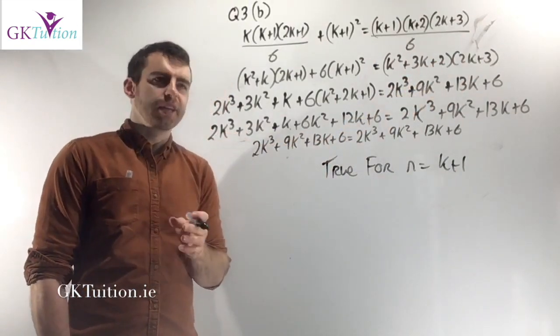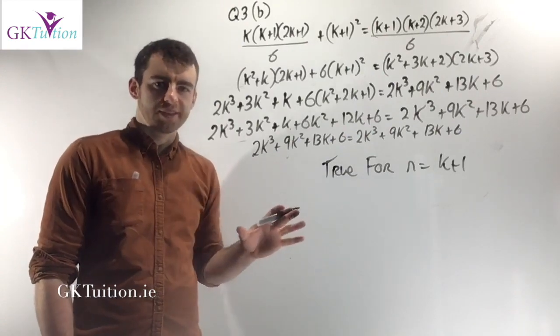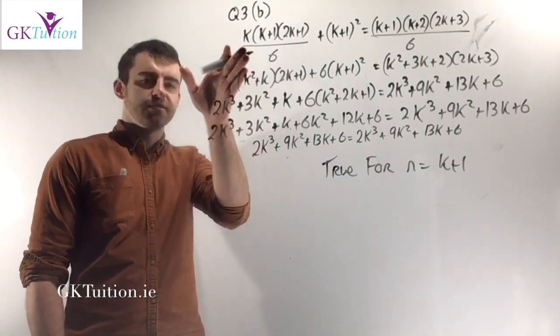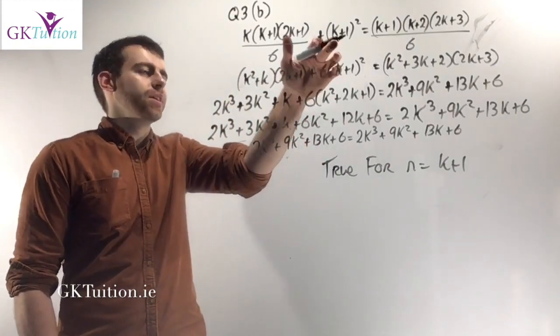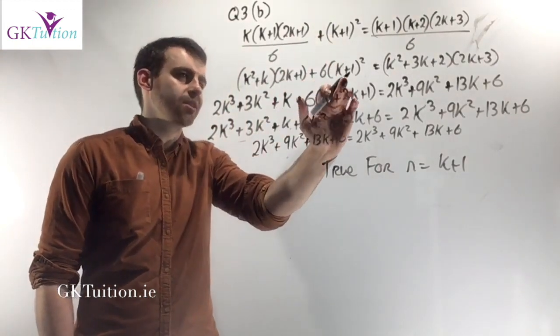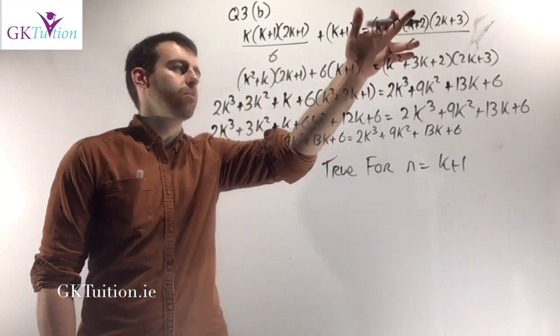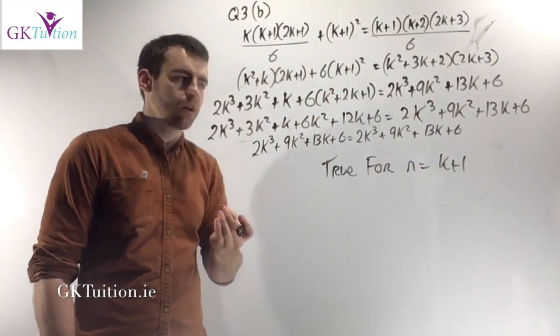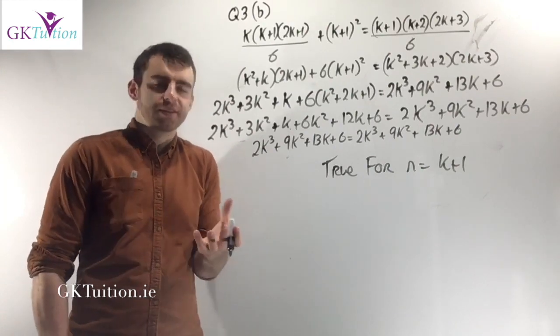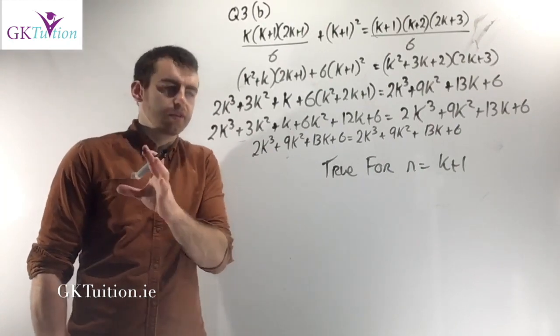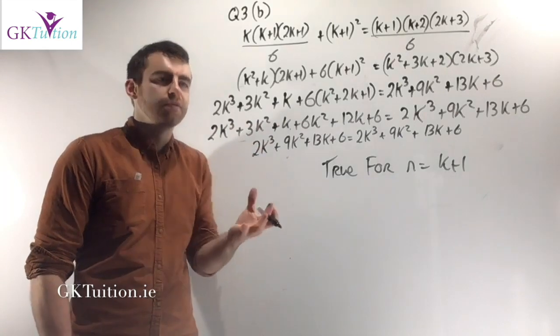What I decided to do on the next line was to multiply everything by 6. If I multiply the first fraction by 6, then the fraction is gone. If I multiply the second one by 6, it just becomes 6 times k plus 1 squared. And if I multiply the last one by 6, then the 6 is gone. Now you don't have to do it like this. I just find that for me it's the easiest way to do it. But as long as you end up with the same on the left and the right, then you're fine.